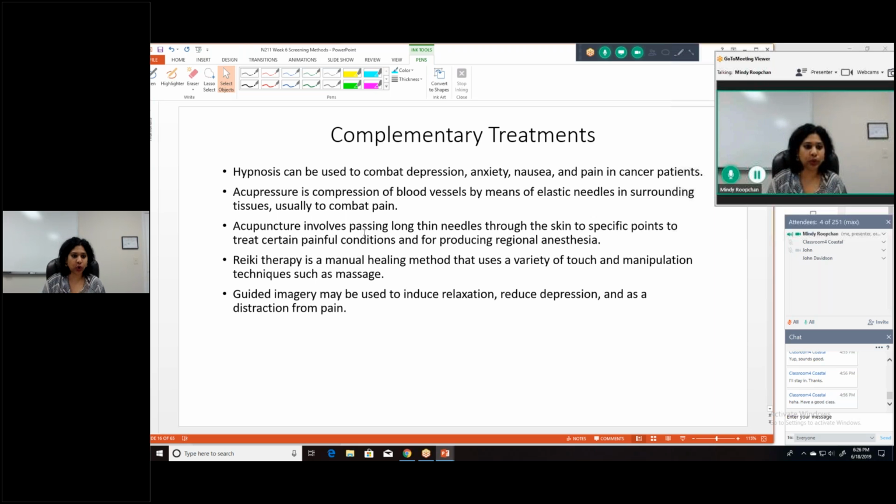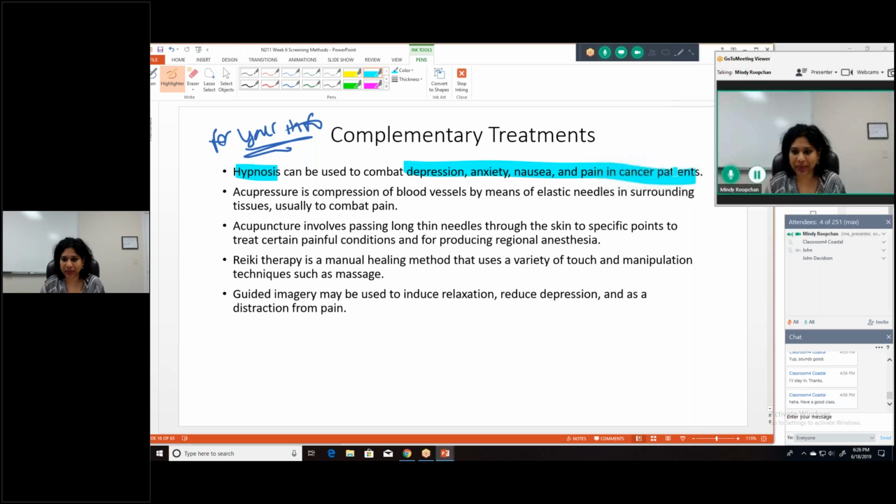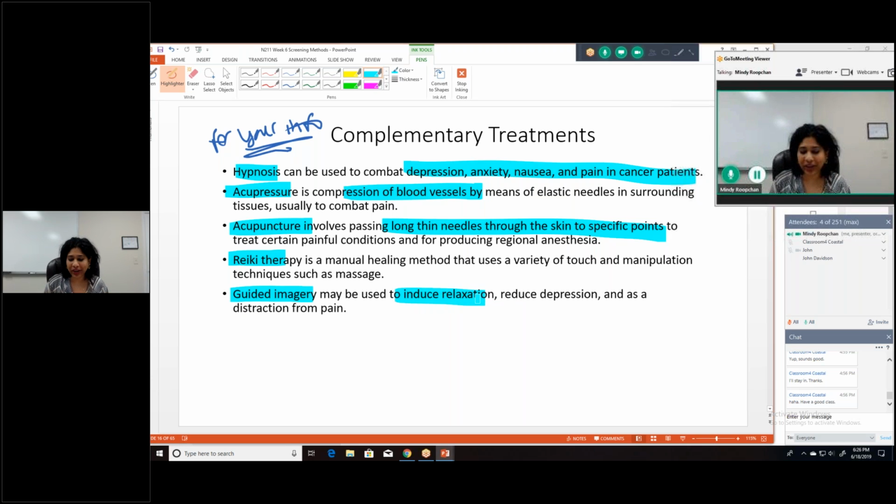Complementary therapies. This is just for your information. I don't think you're going to have this on an exam, but hypnosis to combat depression, anxiety, nausea, pain in cancer patients. Acupressure, compression of blood vessels. Acupuncture, where they put the needles through the skin at specific points. Reiki, where they use manual healing. A variety of touch and manipulation like massage, and then guided imagery to induce relaxation. These are just complementary therapies.